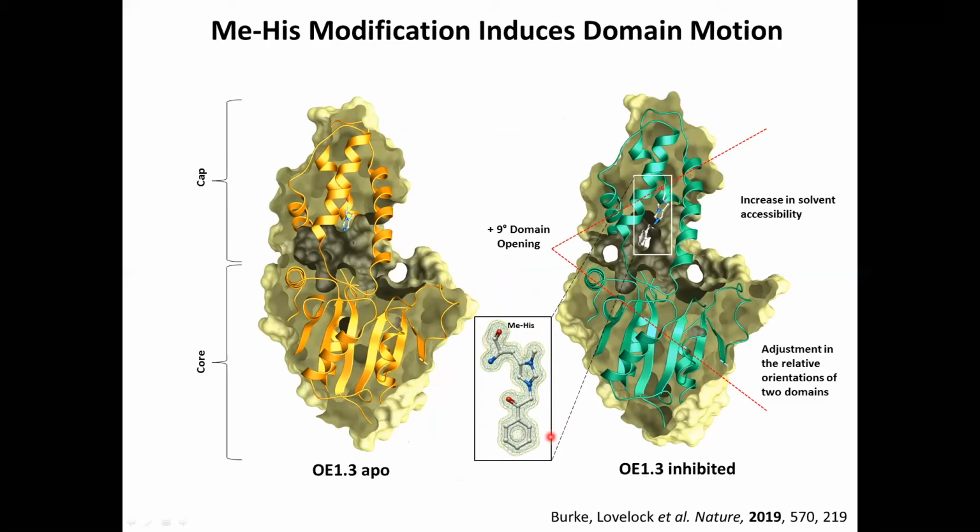And what we find here is that upon inhibition, our most highly evolved variant undergoes a very large conformational change between this cap and core domain, which leads to a large increase in solvent accessibility. If you reinstall leucine in place of the proline, this conformational change is no longer observed by X-ray crystallography. So what we believe we've done here is imparted conformationally relevant dynamics in a de novo enzyme. And this really is a first.